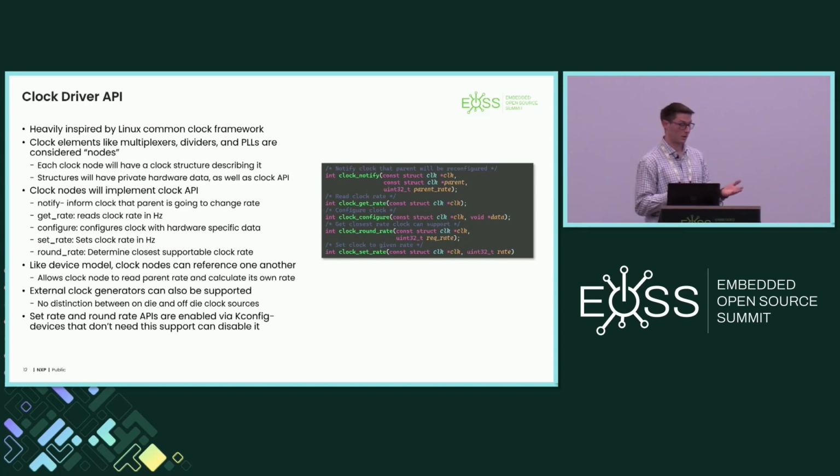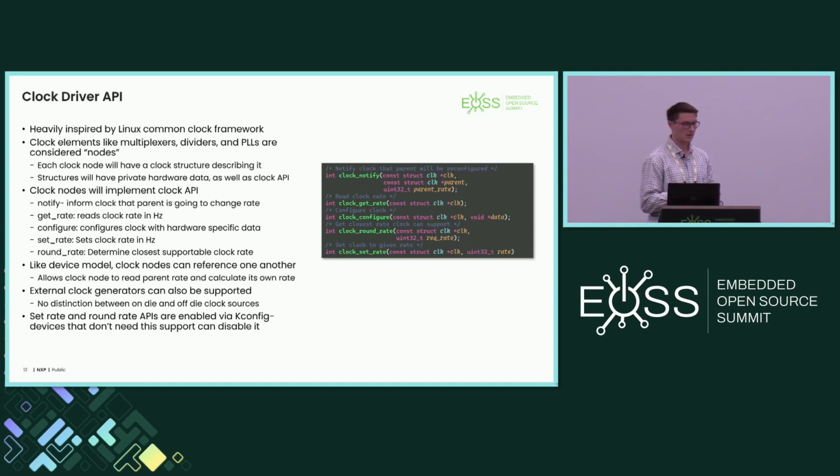This is kind of like clock recalc rate. If you've looked at the common clock framework before, it's an idea of the parent has changed rate, now the child needs to recalculate its rate, and that will be passed on down through the tree to the leaf nodes that are peripherals generally. Get rate is what it sounds like, reading a clock rate in hertz. Configure, I'll go into what this data is more later, but this is kind of how we actually set a clock's configuration and configure a mux to have a given selection or something like that.